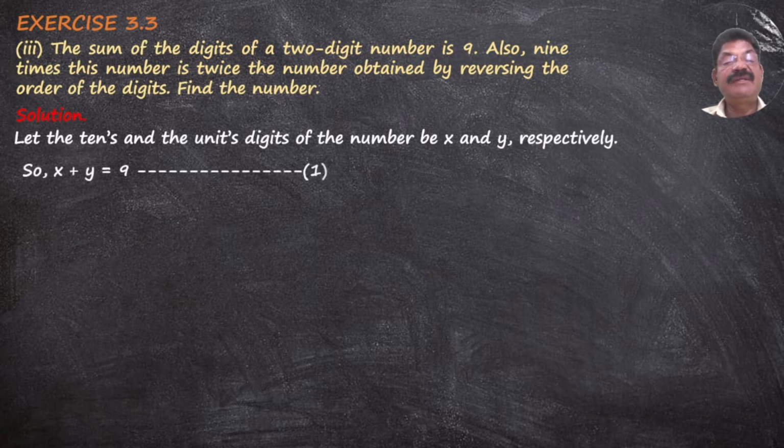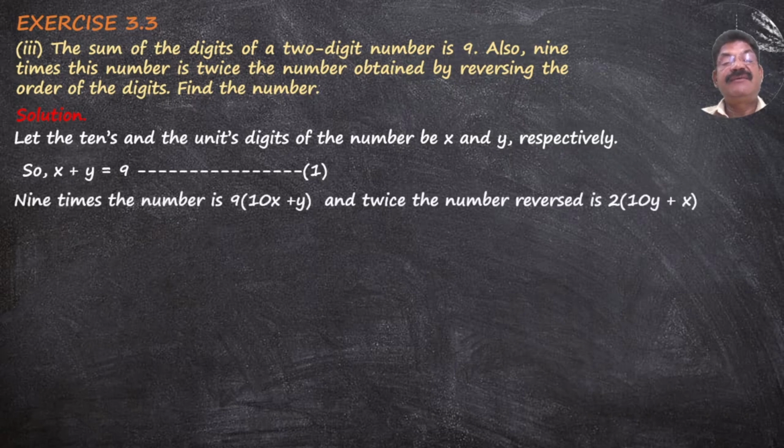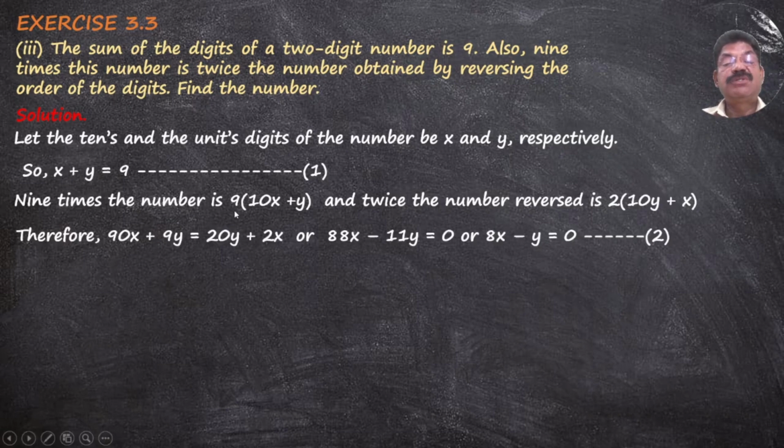So, what we are given, x plus y is equal to 9. Sum of the digits is equal to 9. So, x plus y is equal to 9. Next, when the number is multiplied by 9, it is twice the number reversed. Reversed number is 10y plus x. So, what is the relation? These two numbers are equal. Therefore, 90x plus 9y is equal to 20y plus 2x, or 8x minus y is equal to 0.